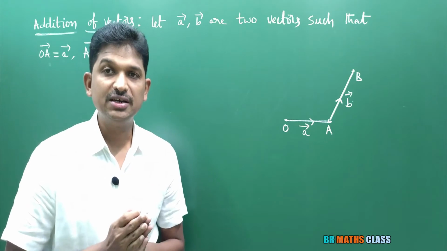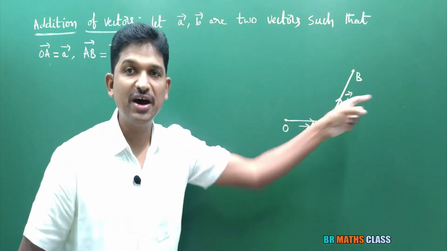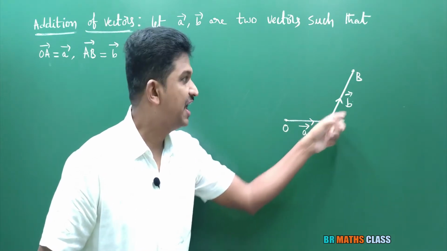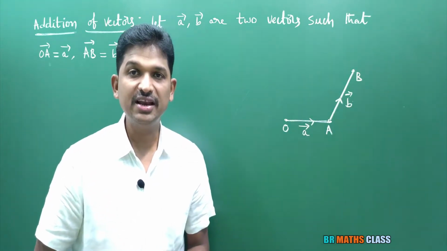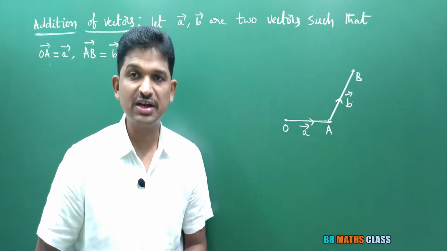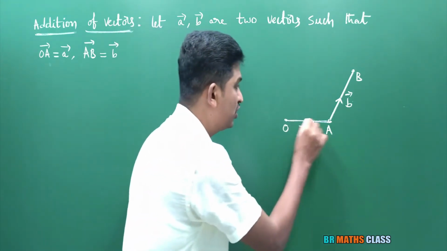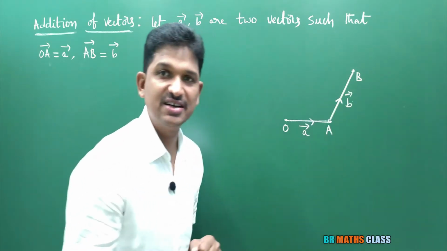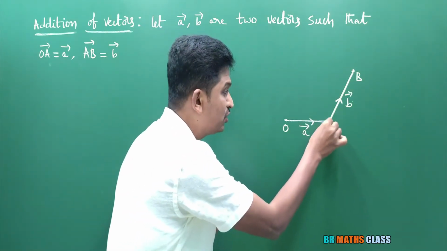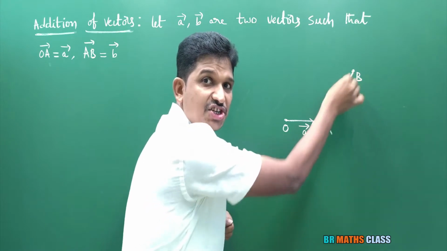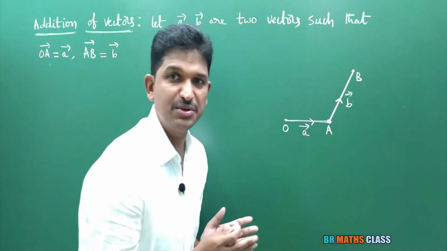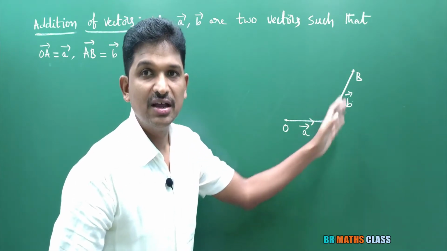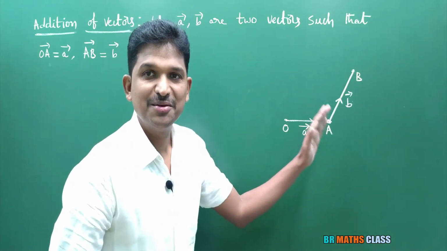So what happened here? I consider two vectors A bar, B bar such that OA bar is A bar, AB bar is B bar. Then to define addition of these two vectors, if this is OA bar, I will consider this as the first vector. This is AB bar, I will consider it as the second vector. To add these two vectors, the terminal point of the first vector and the initial point of the second vector must be the same.